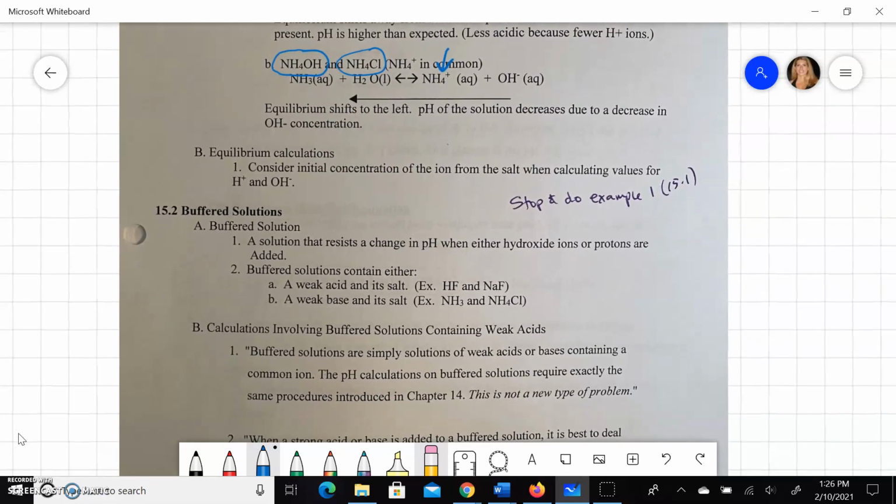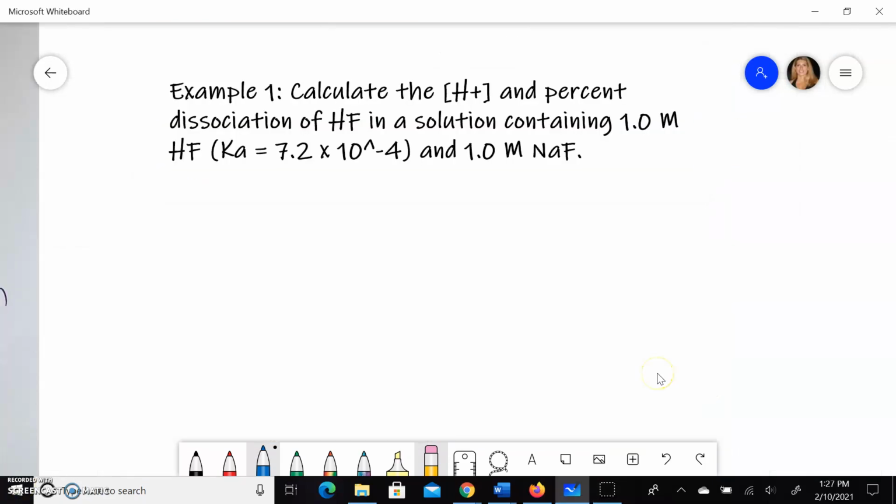And we're actually going to do an example. All right, so here's our first example. It says calculate the concentration of H+ and the percent dissociation of HF in a solution containing both some HF and the NaF. So notice that we've got this common ion of the fluorine.